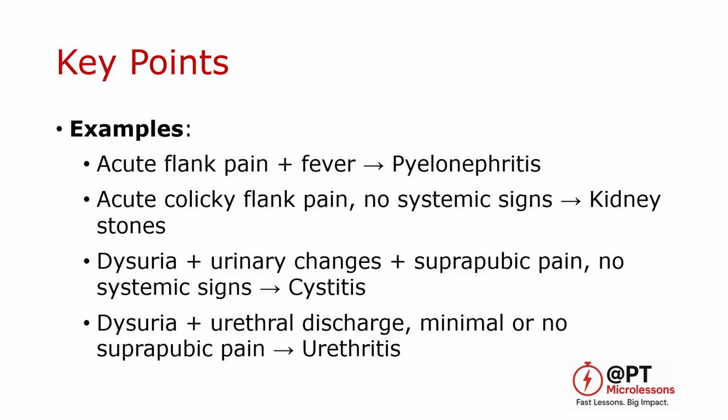To close, let's apply this framework using a few examples. Start with the location of pain, then determine whether the presentation is acute, and look for key features. For example, acute flank pain with fever suggests pyelonephritis. If the pain is colicky without systemic signs, think kidney stones. If a patient presents with dysuria, urinary changes, and suprapubic pain without systemic signs, that points toward cystitis. And if there is dysuria with urethral discharge and minimal suprapubic pain, think urethritis. This approach helps you quickly narrow the diagnosis.